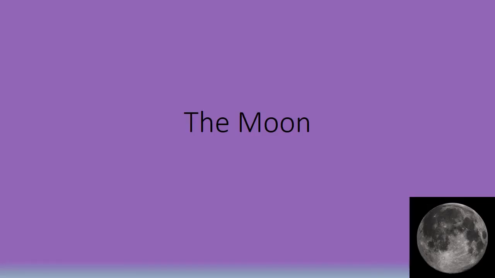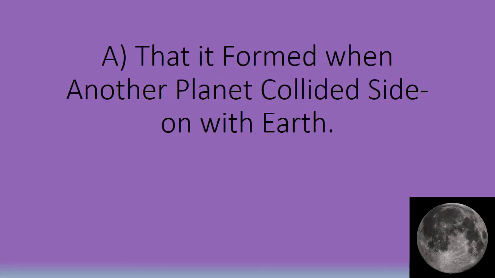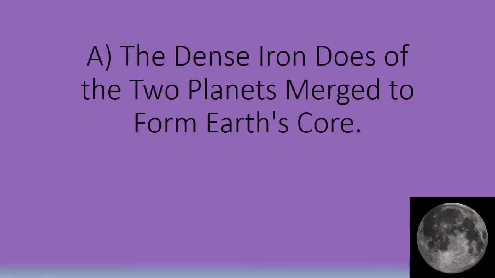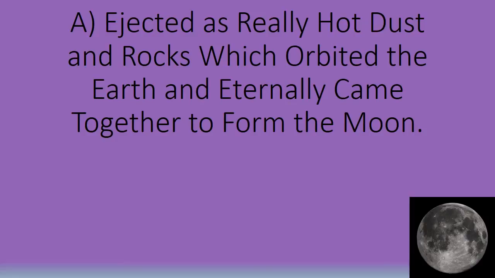The moon. What do scientists believe about the formation of the moon? That it was formed when another planet collided side on with Earth. What happened during the collision? The dense iron of the two planets merged to form Earth's core. What happened to the less dense material? Ejected as really hot dust and rocks which orbited the Earth and eventually came together to form the moon.